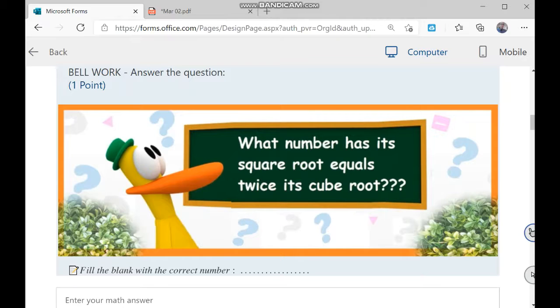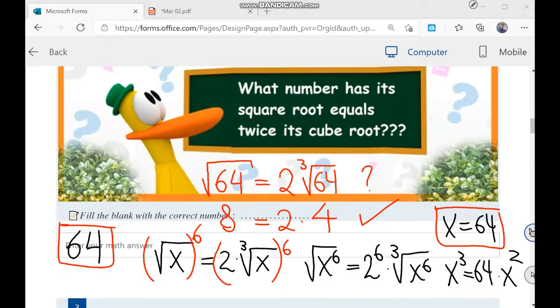Send me now, before we start the quiz, your answers for the bell work. Send me your messages. Tell me what your guesses are. This is the way I've calculated. I wrote the expression and raised both sides of the expression to the exponent 6. Then I simplified and found x equals 64.